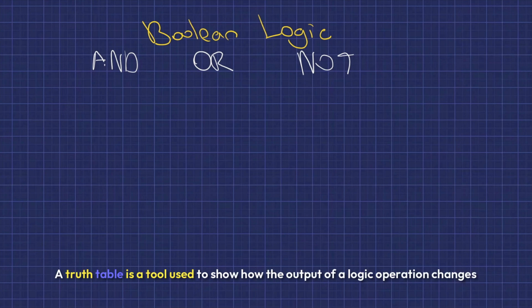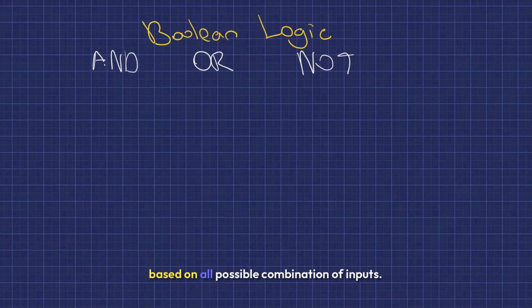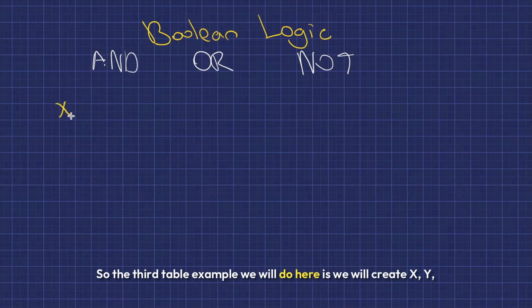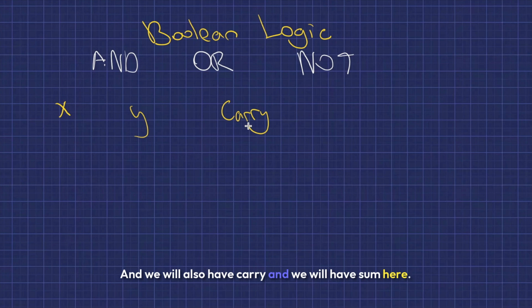A truth table is a tool used to show how the output of a logic operation changes based on all possible combinations of inputs. But before we jump into the operators themselves, let's warm up with a real-world example from binary arithmetic. So, the truth table example we will do here is we will create x, y, and we will also have carry, and we will have sum here.